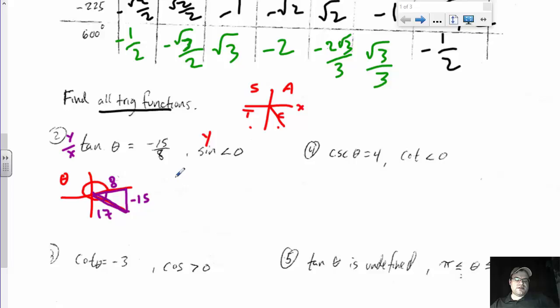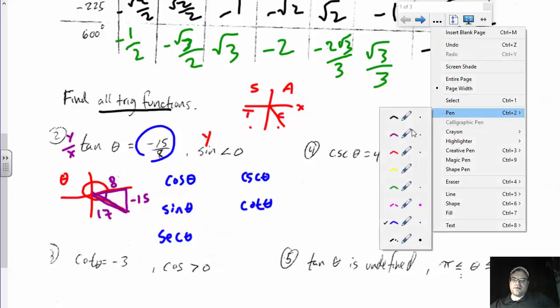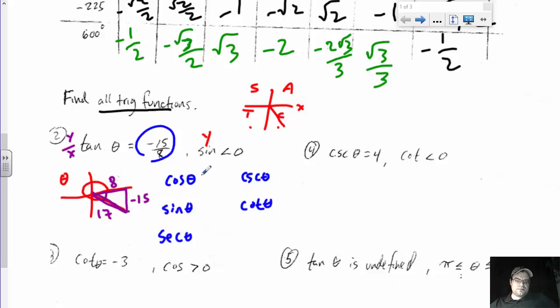So now what I need is cosine. I need to find all trig functions that go with the tangent. It's the only one I have. So I need the cosine, I'll need the sine, the secant, the cosecant, and the cotangent. Those are all of them that I need. They give you one, so you need the other 5. The cosine is the x over the r, so it's going to be 8 over 17. The sine is the y over the r, so it's negative 15 over 17.